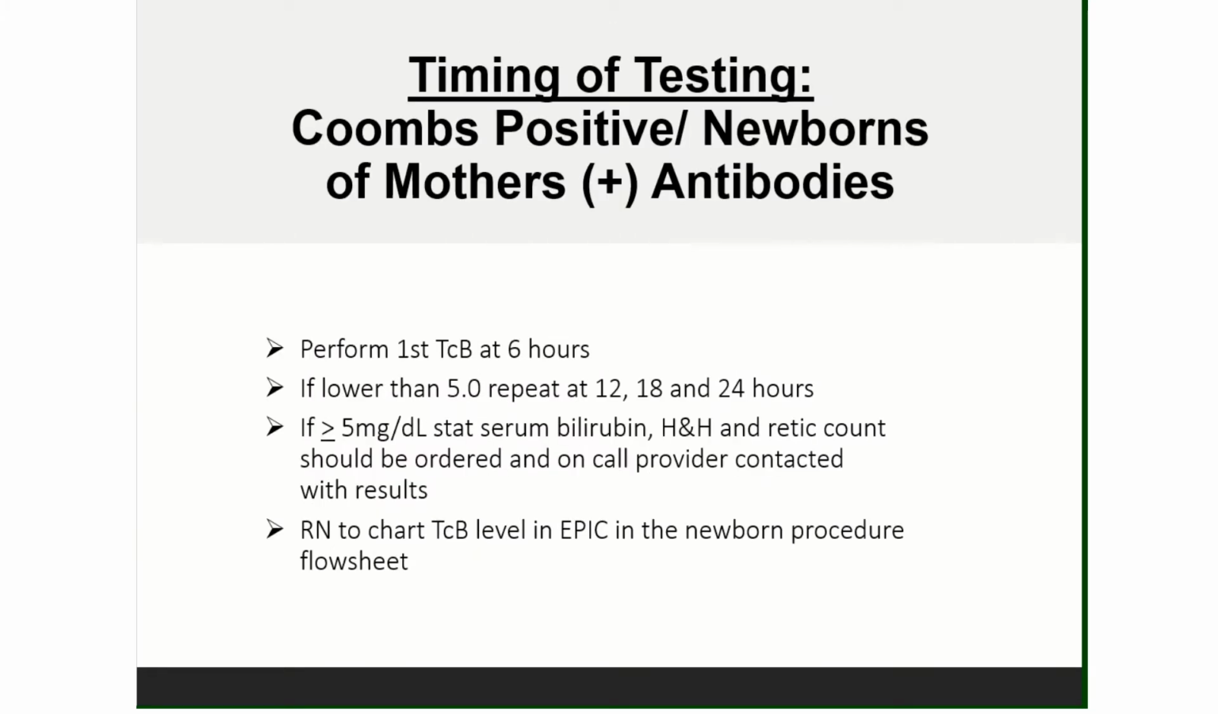For newborns that are Coombs positive or newborns born to mothers who are antibody positive, which we will talk more about later, you will perform their first transcutaneous Bili level at 6 hours of age. If the result is less than 5, a transcutaneous Bili level will be drawn at 12 hours, 18 hours, and then at 24 hours. If the result is greater than or equal to 5, the physician should be notified. Typically, they will order a stat serum bilirubin along with an H&H and a retic count. All transcutaneous Bili results should be charted in Epic.